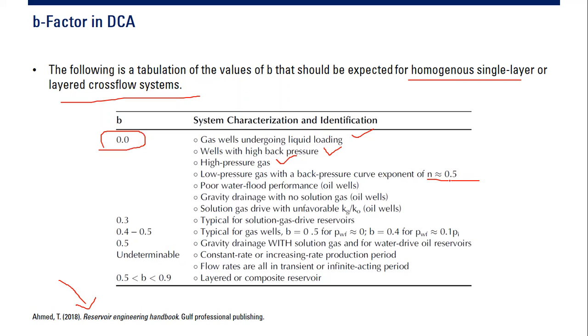Poor water flood performance for an oil reservoir. If you have water injection or water flood, but you know that the performance is relatively poor, then you can expect your production trend to be closer to exponential decline. Because in a water flood, you expect that the water will have good sweep efficiency, so that later on segments, compartments, or areas with poor quality will be swept by the water and contribute to the production, which will give you a hyperbolic trend.